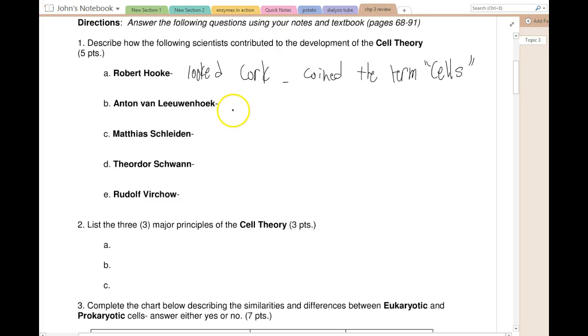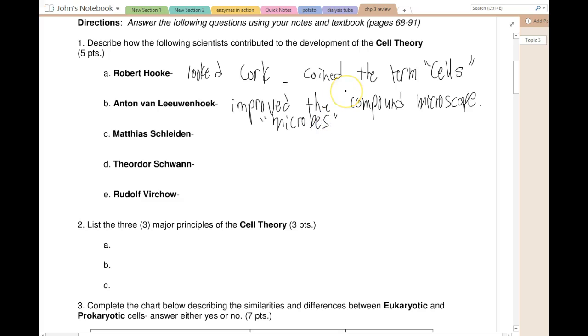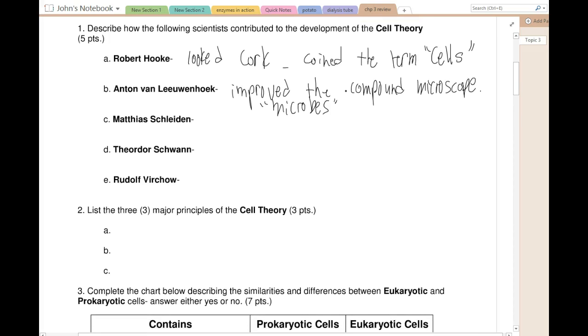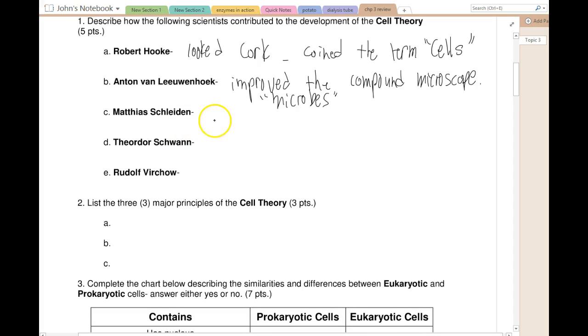Anton von Leeuwenhoek improved on the microscope, the compound microscope. Right? And he would make a lot of drawings of what we call microbes. He would look at pond water and draw all the little animals that he saw in there. He referred to them as tiny little animals.